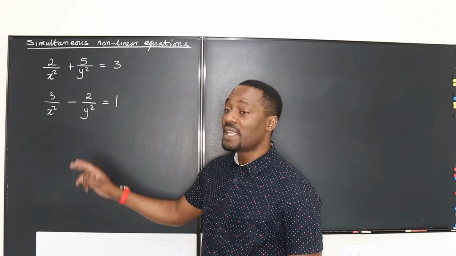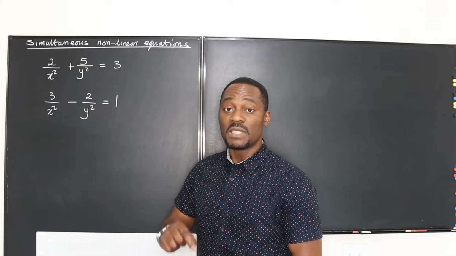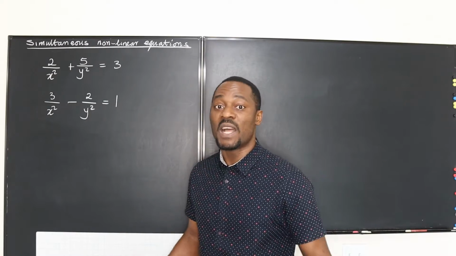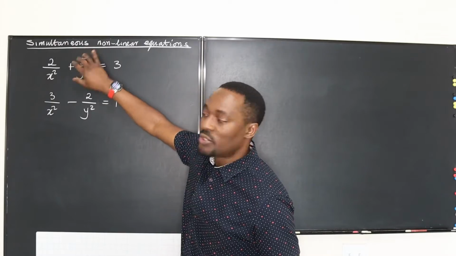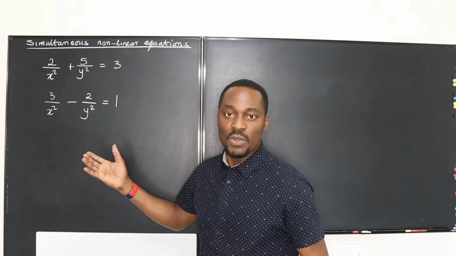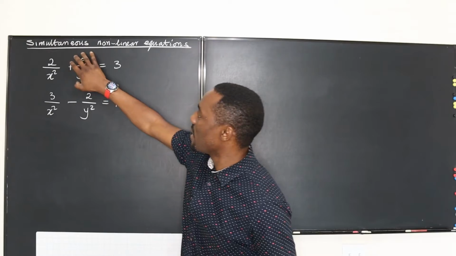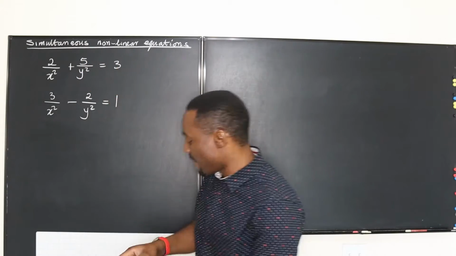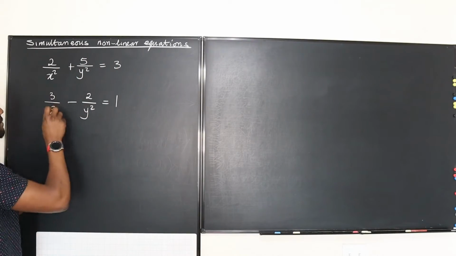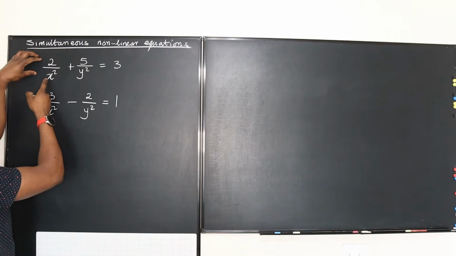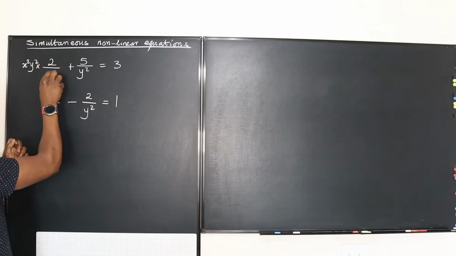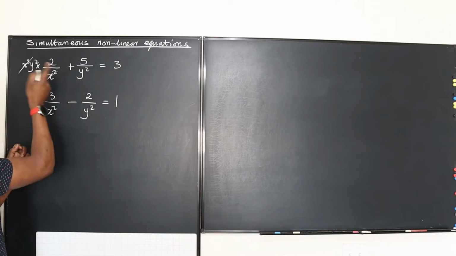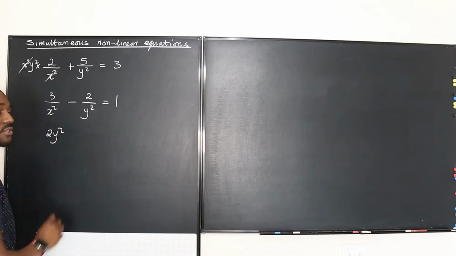You do that by multiplying each of the terms by the lowest common denominator, or what we call the LCD or the LCM. Now if you look at this, the LCD of this first equation will be x squared y squared. So if you multiply each term by x squared y squared, you're going to end up having x squared y squared times this, x squared is going to cancel this and you have 2y squared. So you're going to have 2y squared as your first equation.